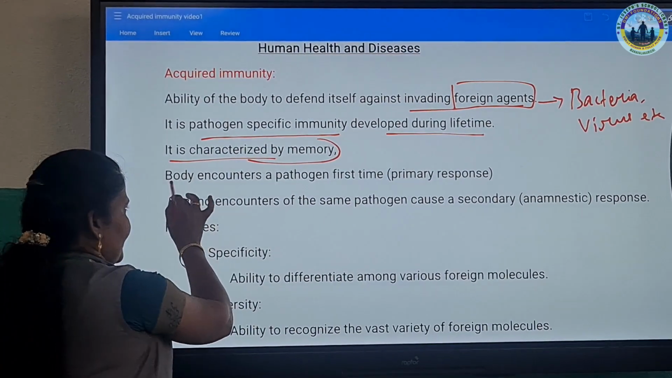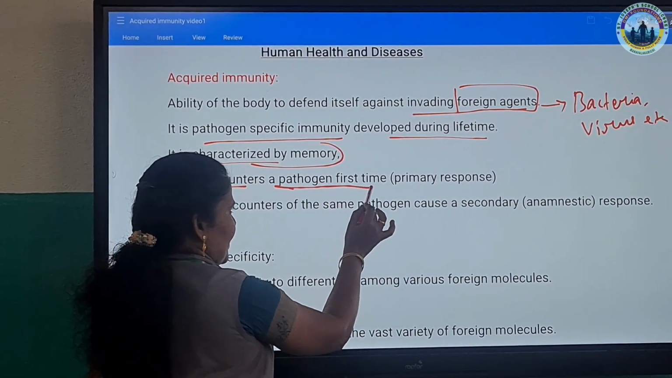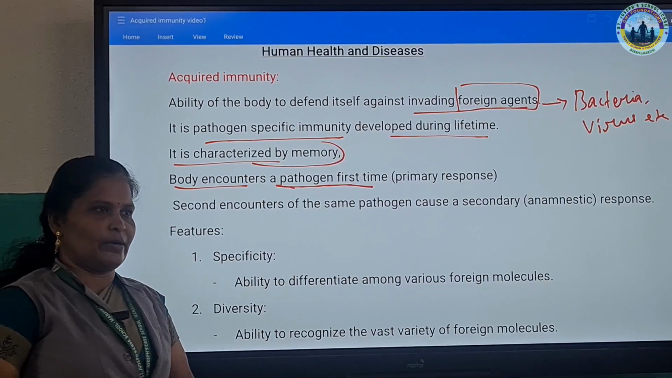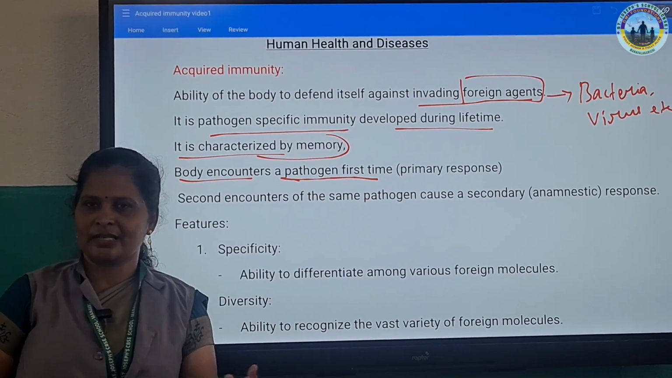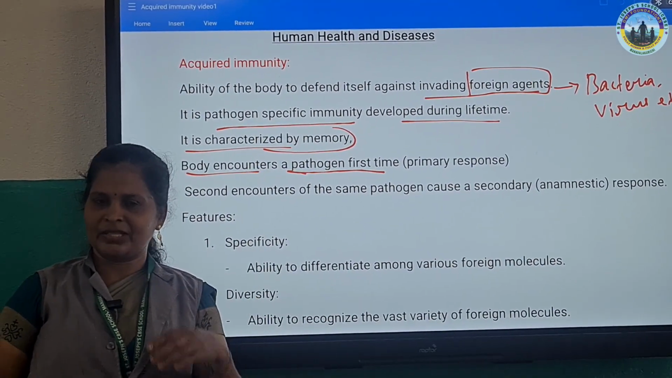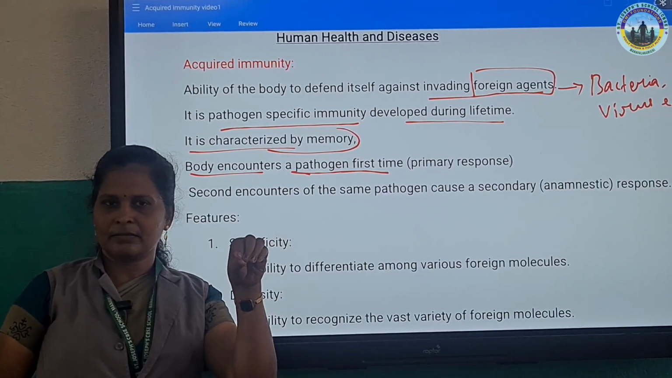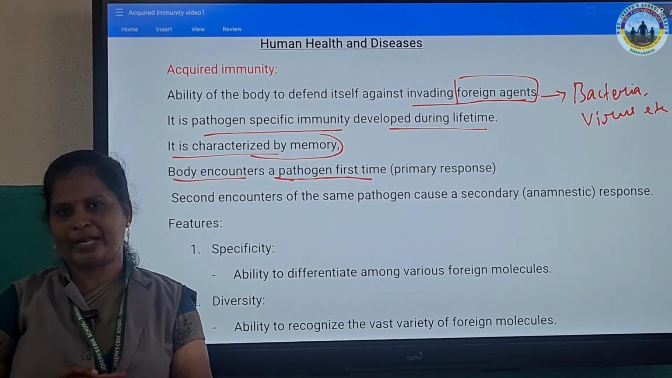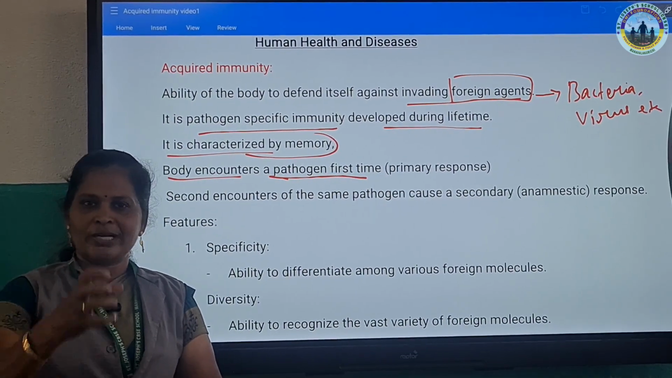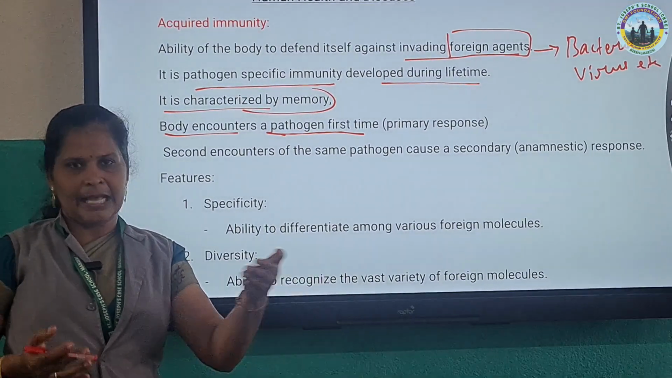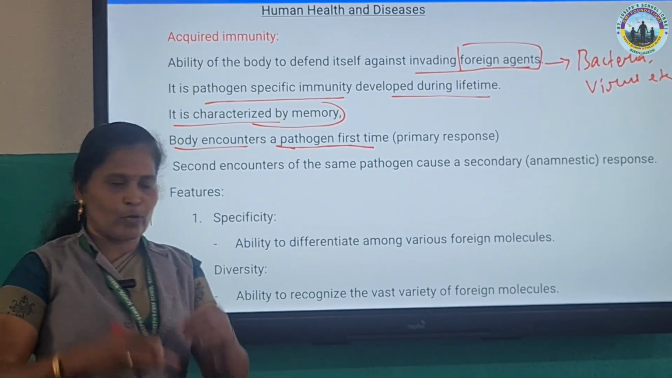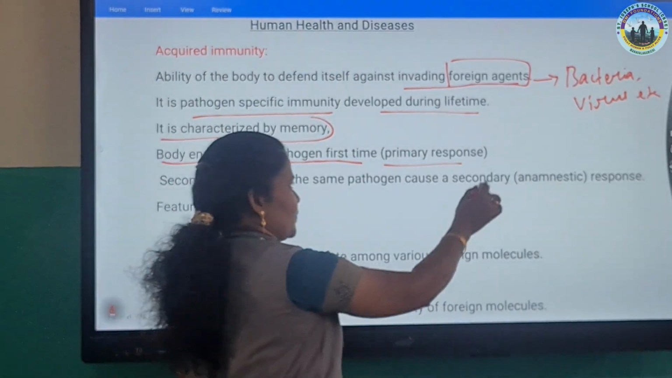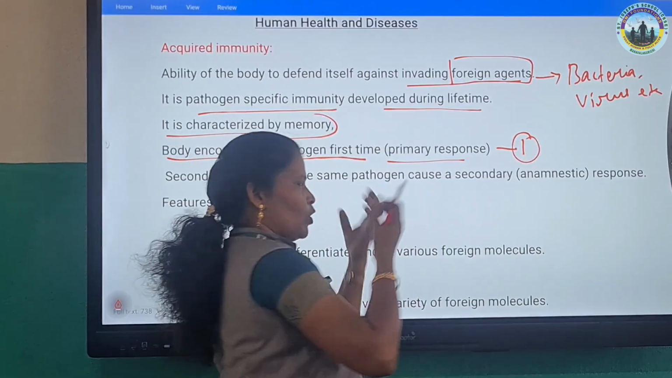When the body encounters a pathogen for the first time, it is called a primary response. For example, when the disease measles attacks us the first time, our immune system has to recognize it. It takes time to identify the particular pathogen. Once it is recognized, it is then acted upon. That response is called the primary response, the first time. Now it holds this in its memory.